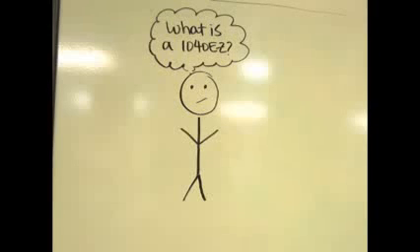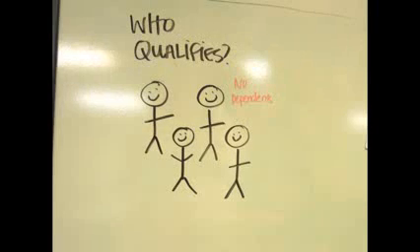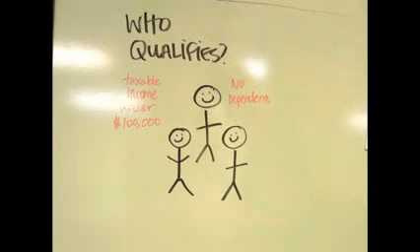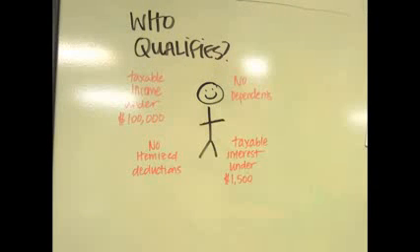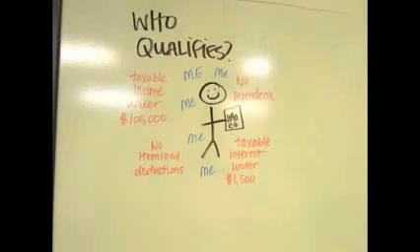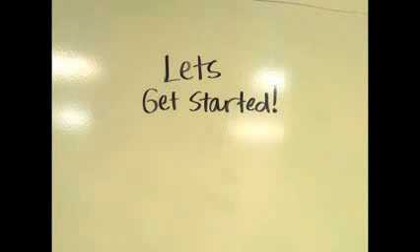Now tell me, Lauren, who qualifies? You can't have any dependents. You can't have taxable income over $100,000. You cannot claim itemized deductions. And your taxable interest must be under $1,500. So that leaves Bill. Let's get started.